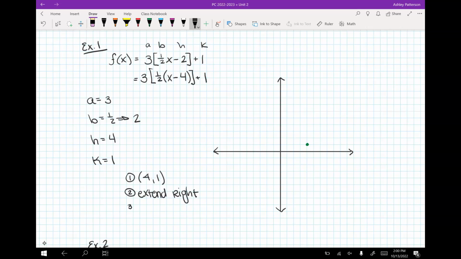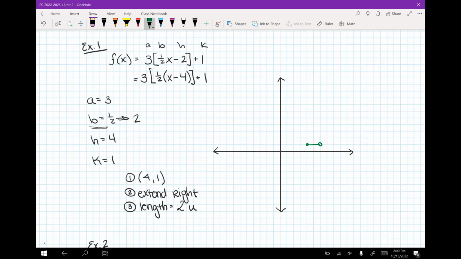And the third thing we need to do is figure out how far we're going to extend. So since our B value is 2, the step length is going to be 2 units. Let's go ahead and do that. Let's extend out 2 units and make an open circle.